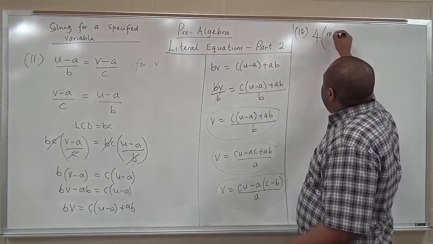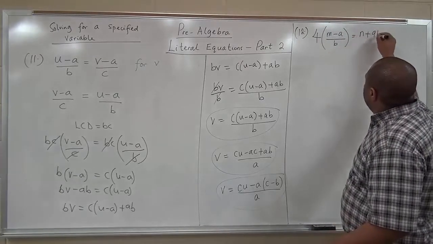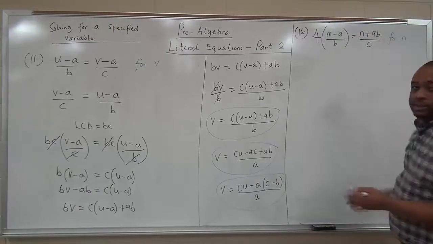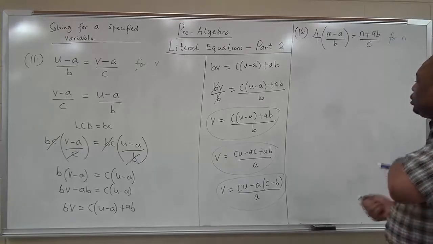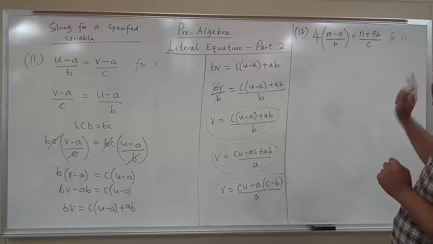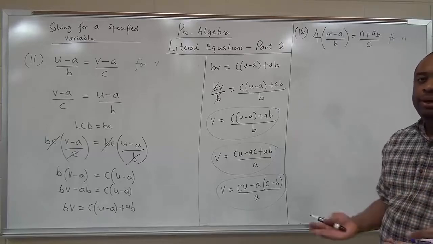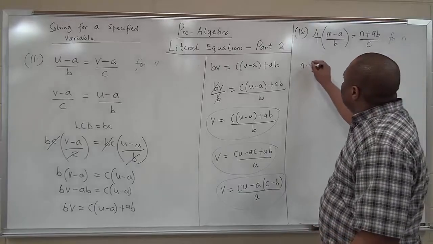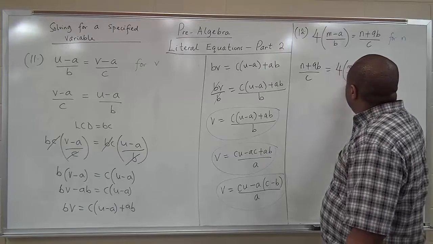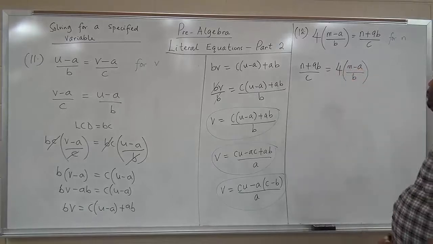4 times (m minus a) over b equal to n plus 9b over c. You want to solve this for n. So what we want to do here is rearrange so that our n will be on the left hand side. So this is n plus 9b over c equal to 4 times (m minus a) over b. Please, this 4 is for the first one, if we want to multiply.